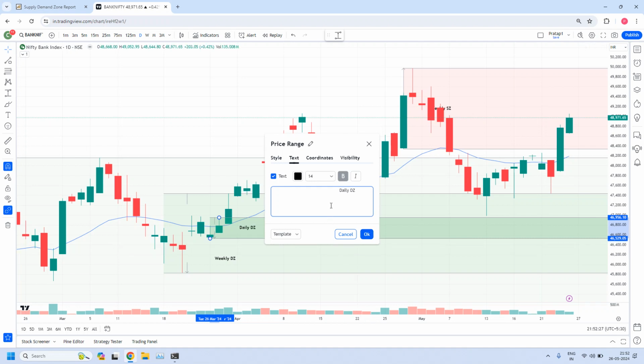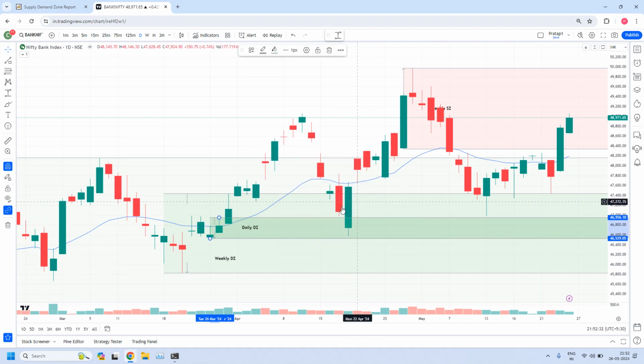And this zone is already tested twice. See, this is the first test and this is the second test. Almost it is close to the zone. So 2 times this demand zone is tested.